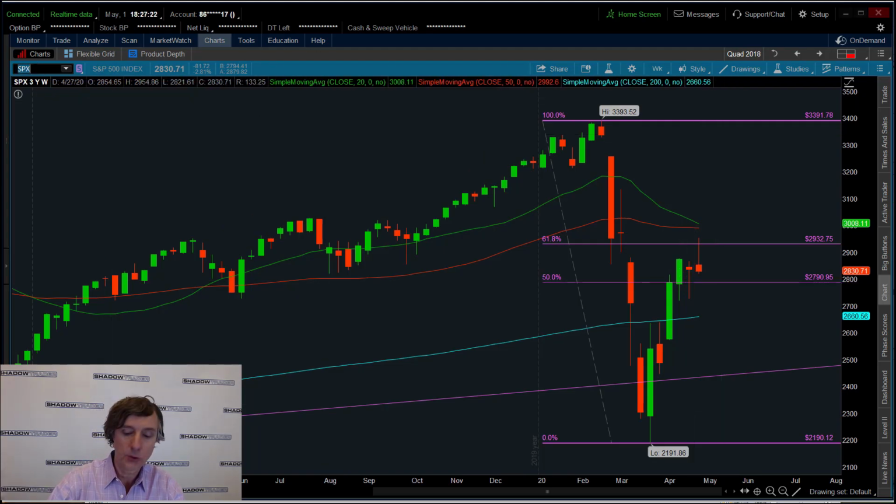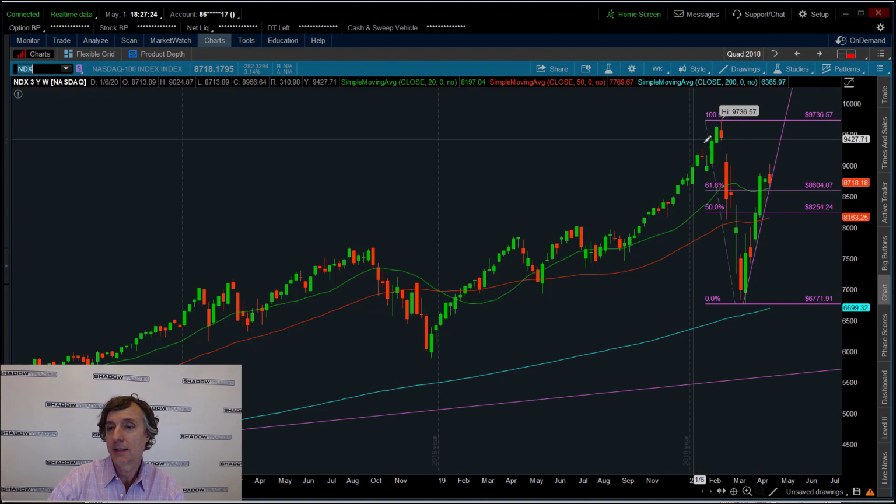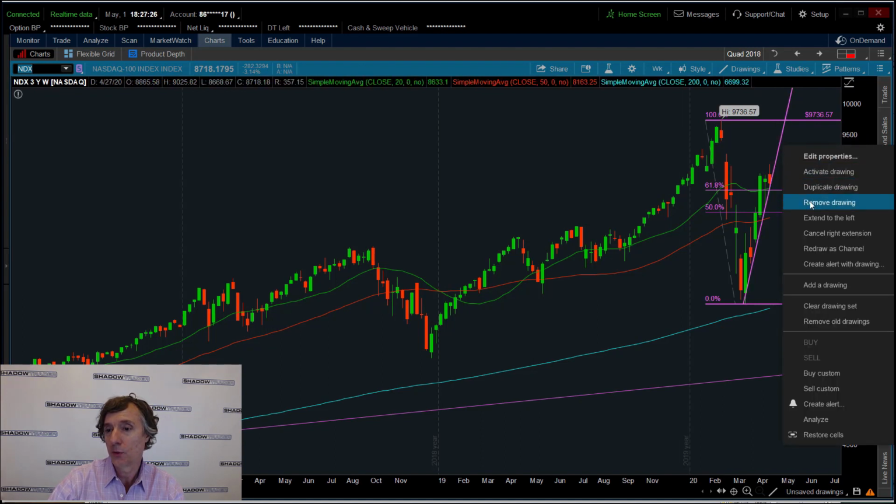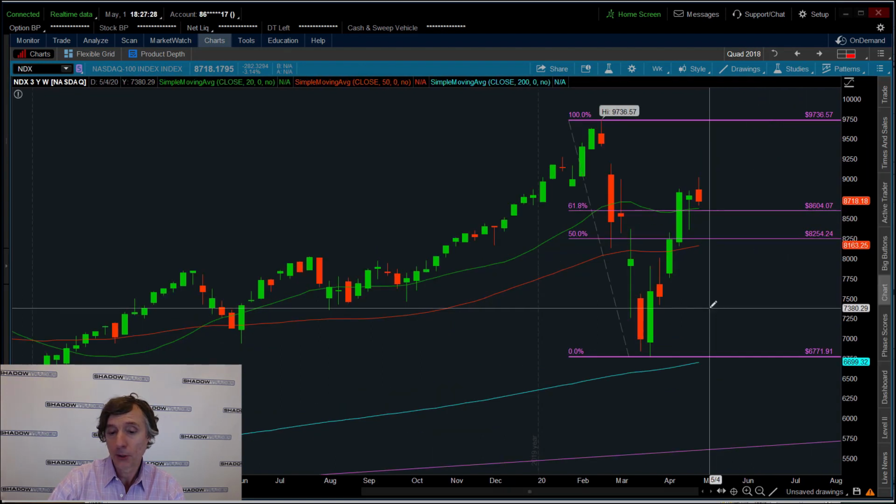But here's where things get interesting. If we look at the NDX, it's not a hammer really at all. There's really almost no upper shadow to it. And you can see that on a weekly basis. Notice where the majority of the action is here, in the body of the bar.